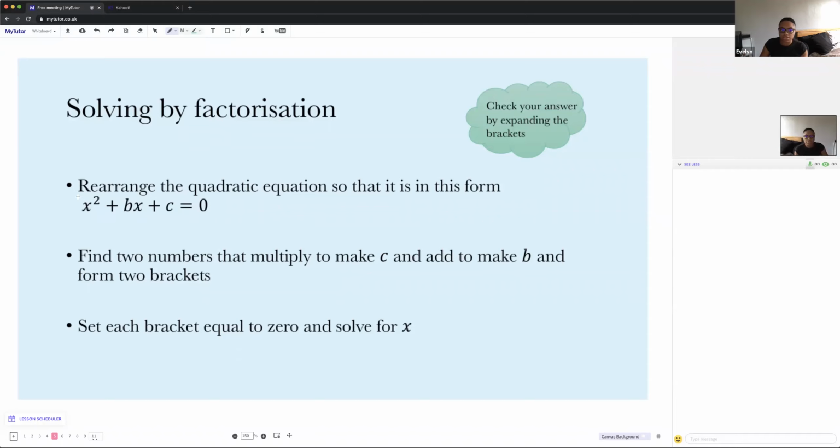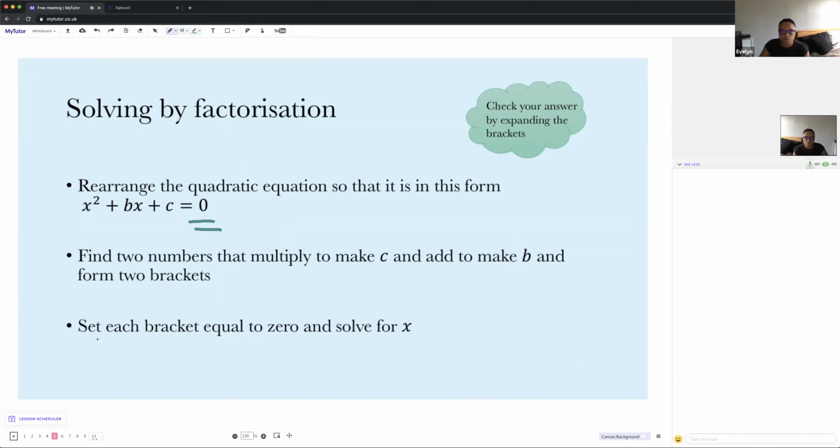Anytime you're doing factorization and you're solving with factorization, always make it equal to 0. Otherwise, you'll get the question wrong. So always make sure it's equal to 0. Then the next thing to do is to find two numbers that multiply to make C and add together to make B. And then you can form your two brackets. So you'll have the first bracket x plus or minus that number, then the second bracket x plus or minus that number. And then the final thing to do, since we're solving, we have to set each bracket equal to 0 and then solve for x.